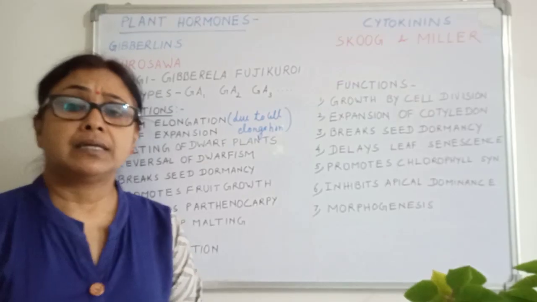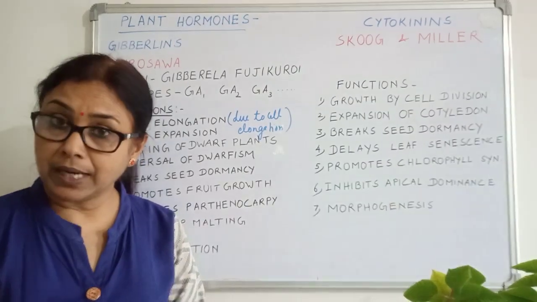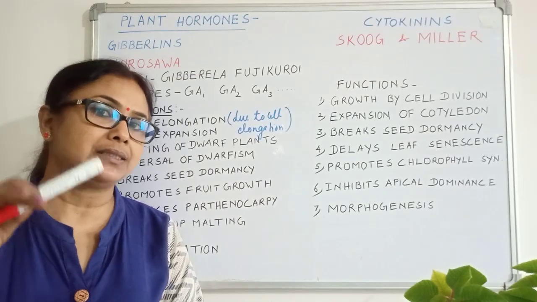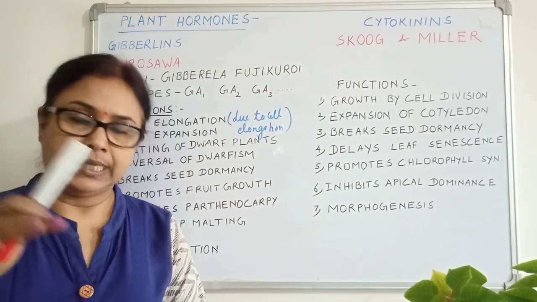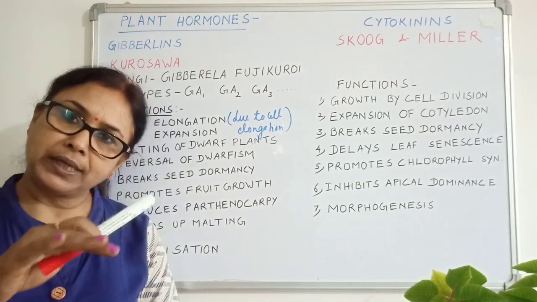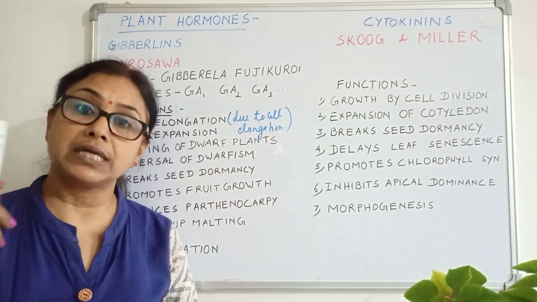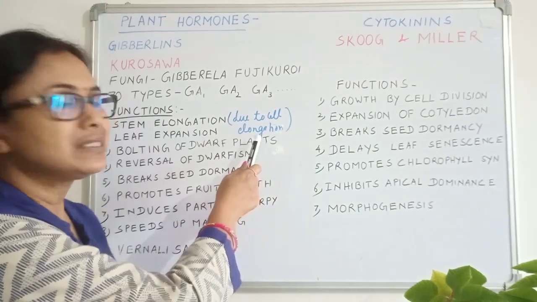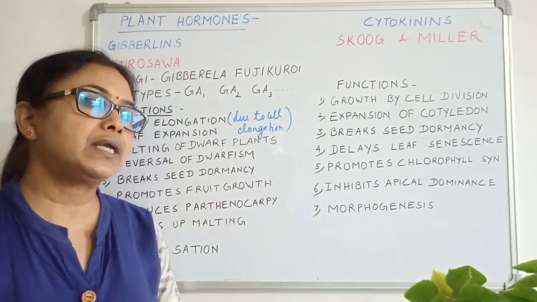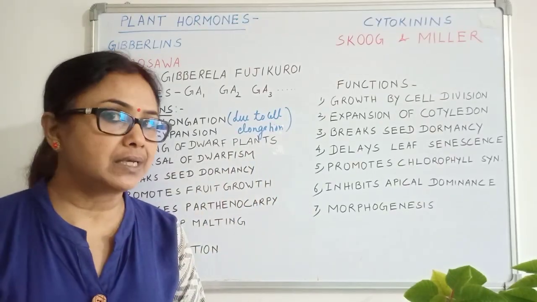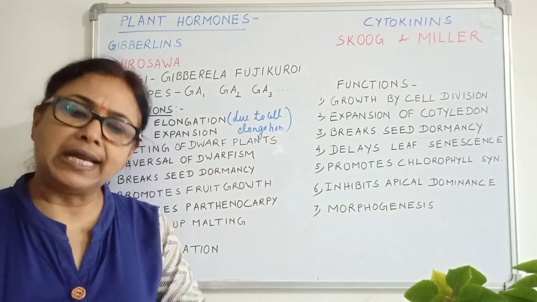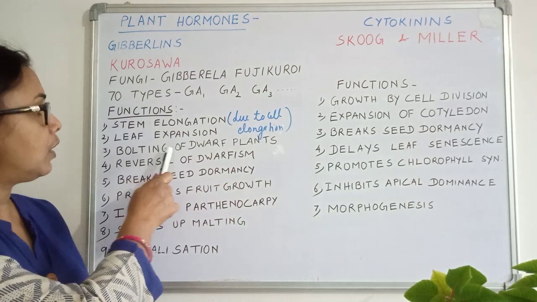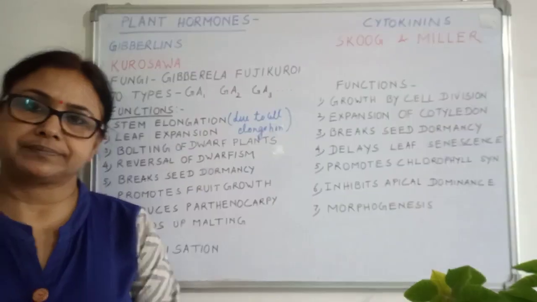Now this gibberellin also helps in the growth of the plant, and it generally works in the internode area, children, that is to be remembered. It is secreted in the internode area and helps in the elongation of the stem by the elongation of the cell. So that is how it affects the growth of the plant. It also helps in the leaf expansion. It helps in a very important process called bolting of dwarf plants.